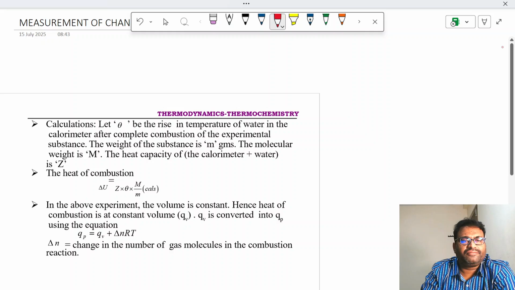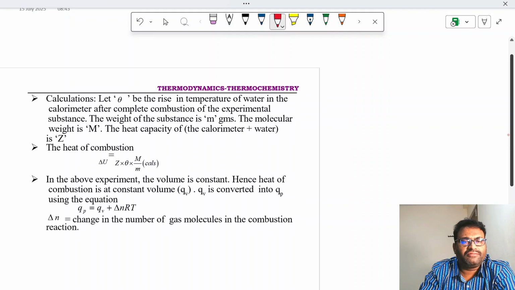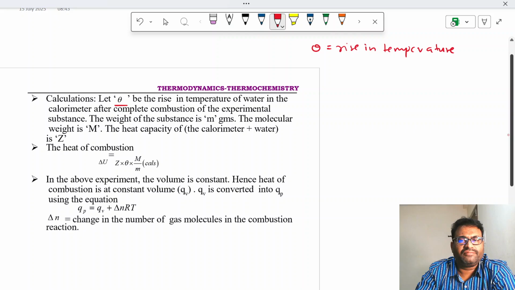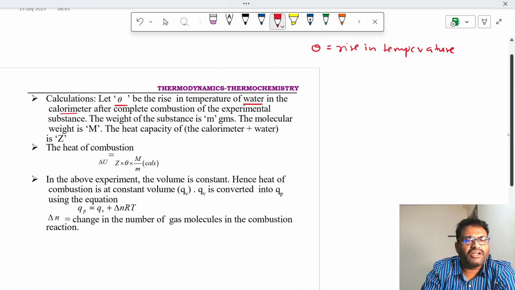Next, when you are combusting a substance in the bomb calorimeter, there will be a rise in the temperature. What is that rise in the temperature? Theta. So what is theta? Rise in temperature due to the combustion of the substance taken in the bomb calorimeter. So, rise in the temperature of water in the calorimeter after complete combustion of the experimental substance.